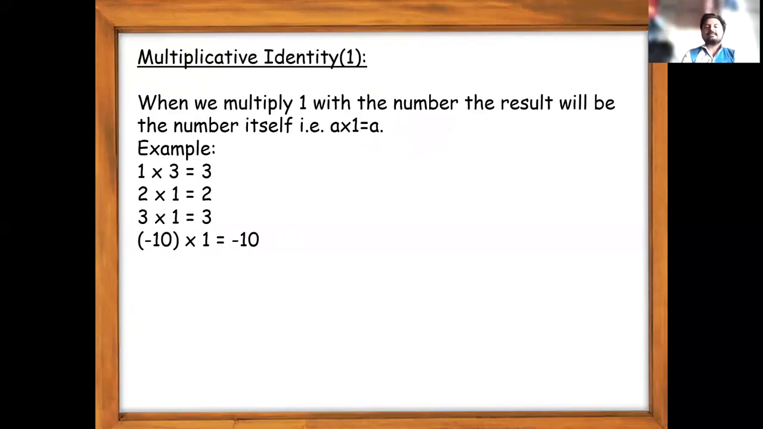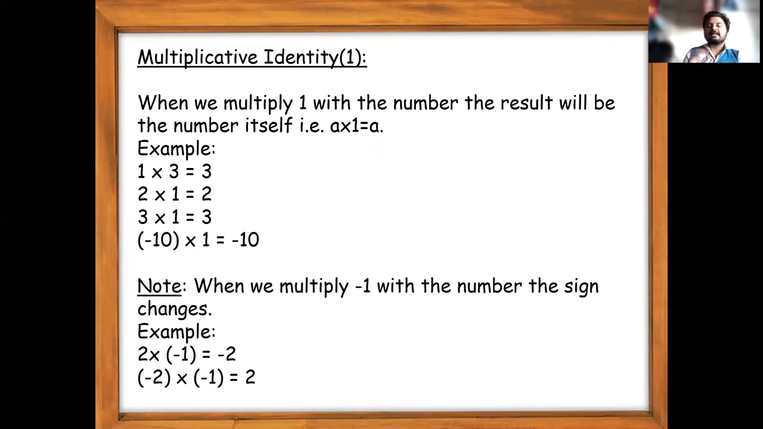Now let us see the concept of multiplicative identity. When we multiply 1 with a number, the result will be the number itself. What do I mean by that? So whenever I multiply a number, let's say A with 1, the answer would be A only. For example, 1 multiplied by 3 would give you 3, not 1. But number 3 is multiplied by 1, so number 3 itself would be the answer. Similarly, 2 multiplied by 1, so 2 is the final answer. Similarly, 3 into 1 would be 3, and minus 10 into 1 would be minus 10.